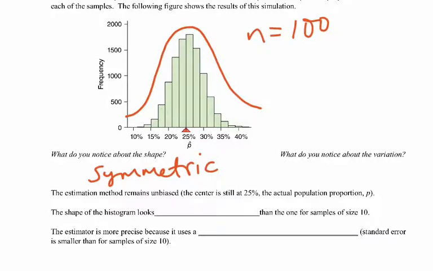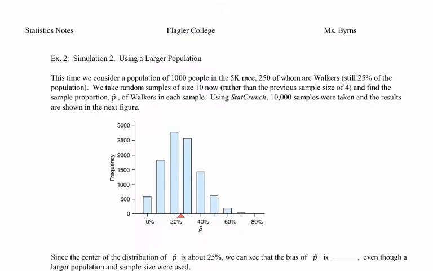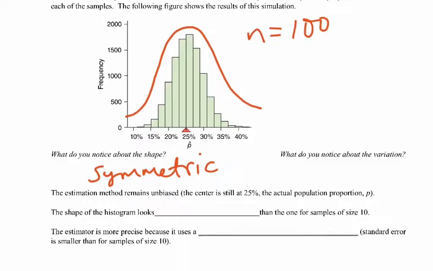And what do you notice about the variation? So remember, variation is how horizontally spread out it is compared to the previous graph. So the previous graph, here was what our graph looked like. There were definitely some gaps in between. This time, there's a smaller variation. So we have less variation.